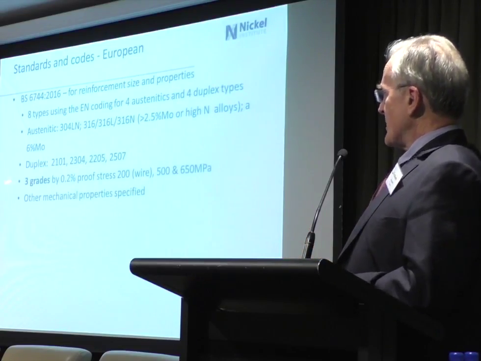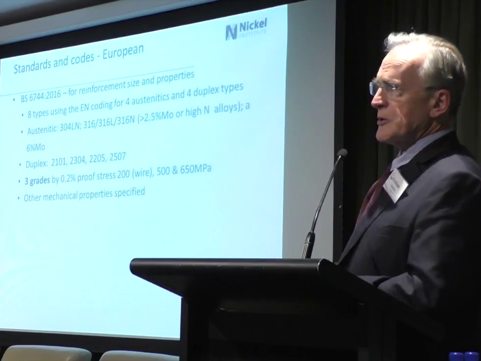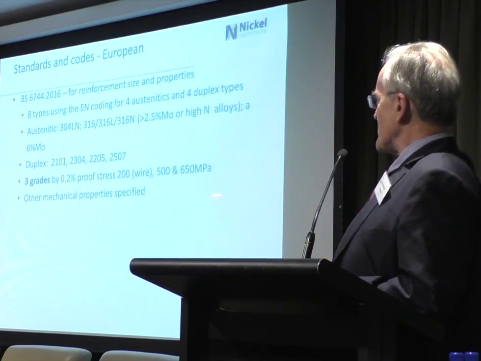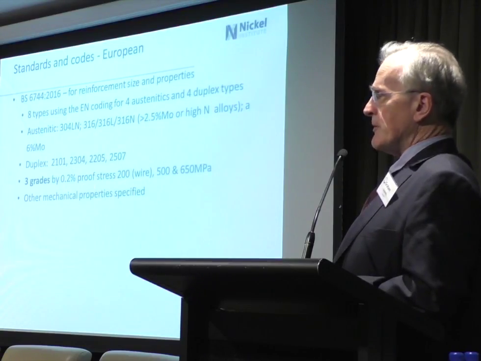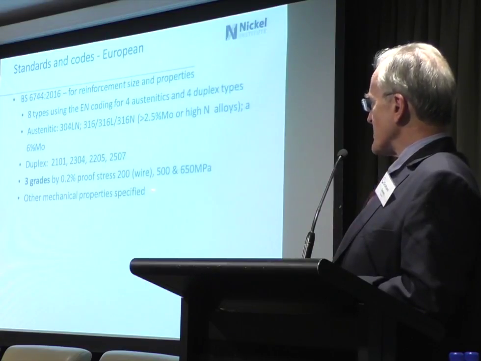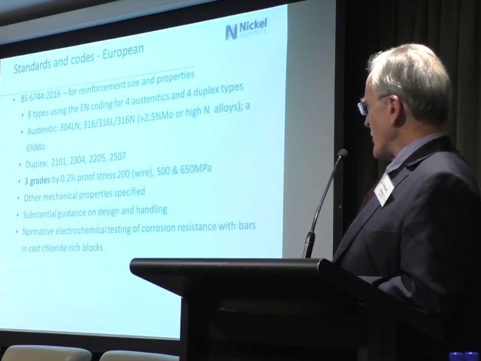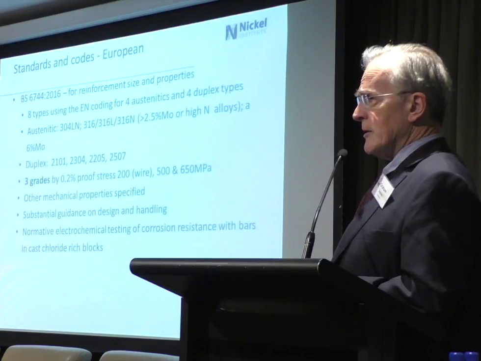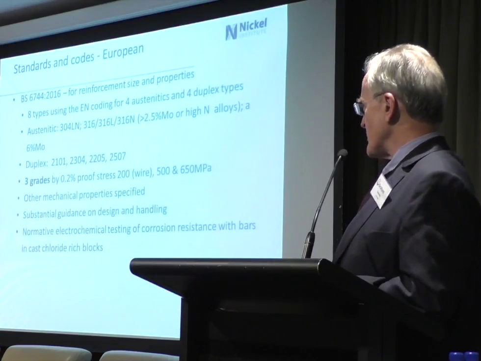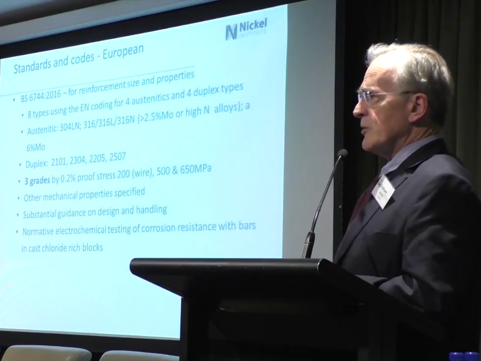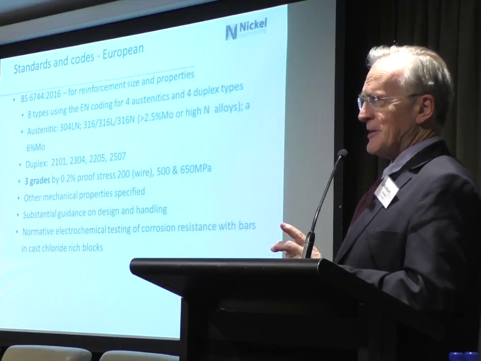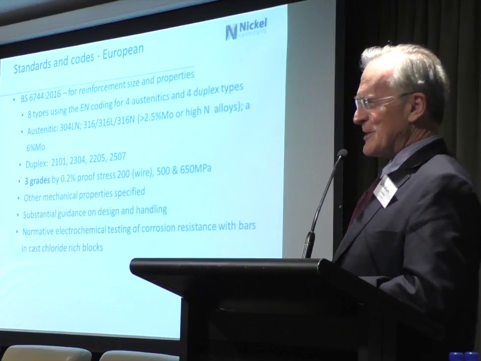There are 3 grades, and this is the engineer's bit that gets us poor materials scientists really confused, because grades means strength. The wire for wrapping the thing up, and then 500 and 650 MPa. Other mechanical properties are specified in that, and it's really quite prescriptive. It's got very solid guidance on design and handling, and from that point of view it's an excellent piece of work. And it's got some normative electrochemical testing of corrosion resistance with bars using lollipops. I didn't know what they were called, but lollipops is good.